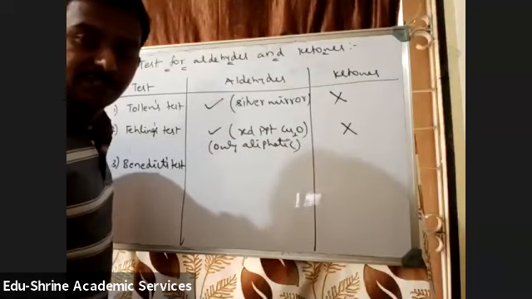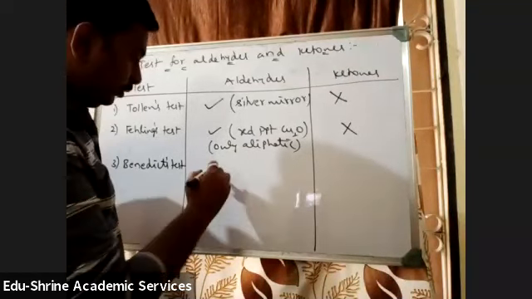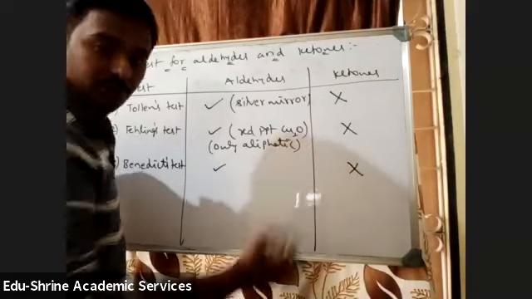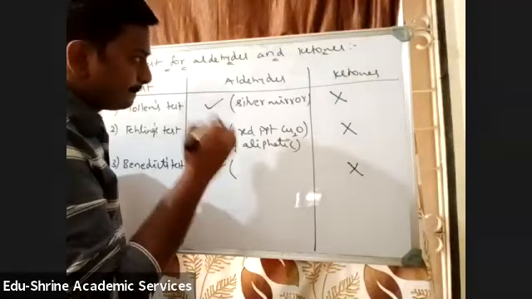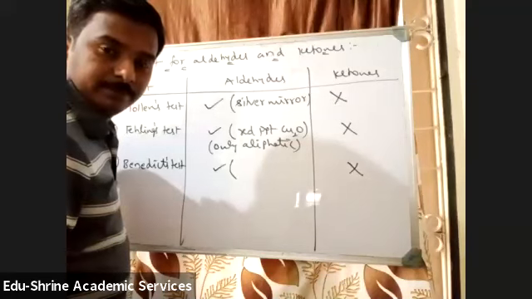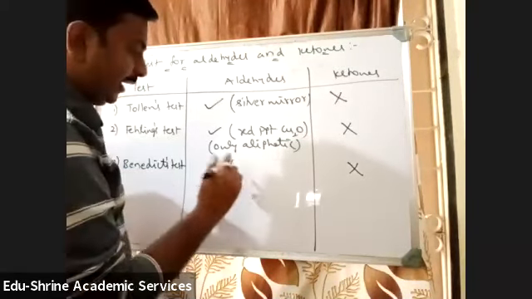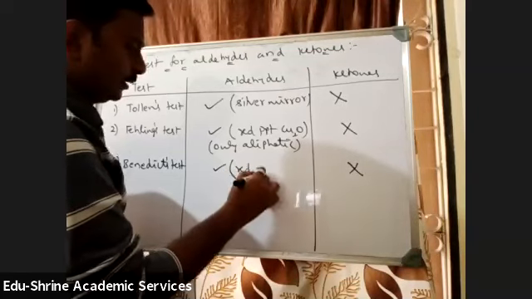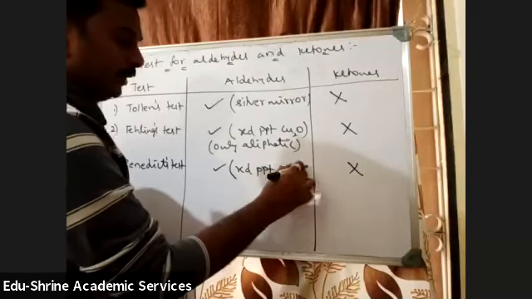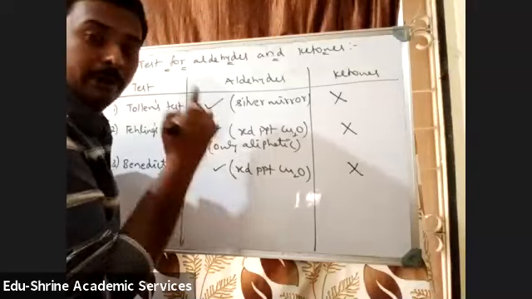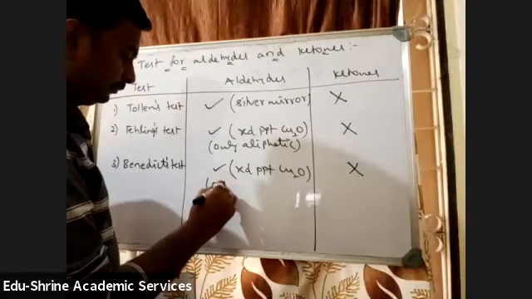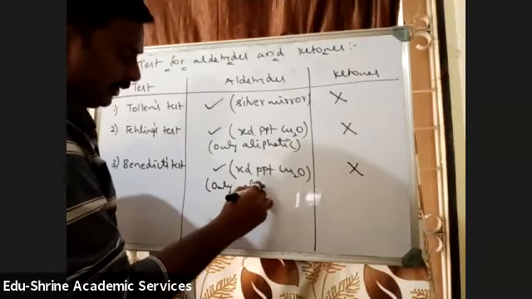Which will be giving Benedict's test? Only aldehydes, but not ketones. Observation: same, red precipitate of Cu2O. And what type of aldehydes? Only aliphatic.